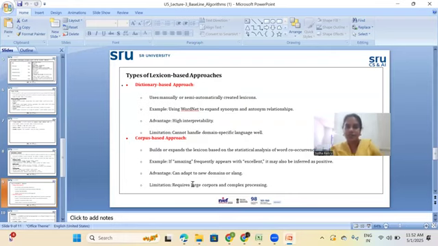The advantage of corpus-based approaches is that they can adapt to new domains or slangs. By using this, we can adapt to any new kind of slang. The limitation is that it requires large corpora and complex processing. Obviously it requires large corpora, because we have to match all the possibilities and generate all the combinations of words.